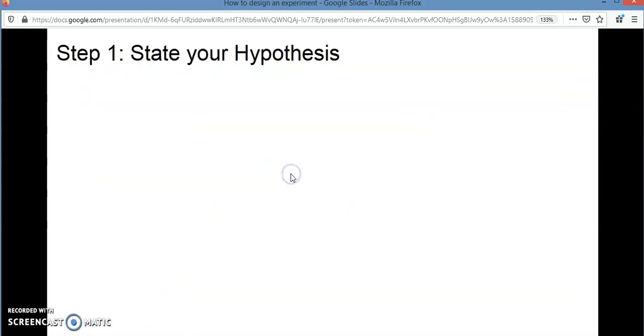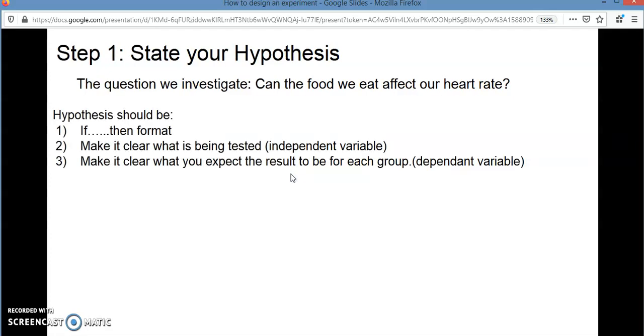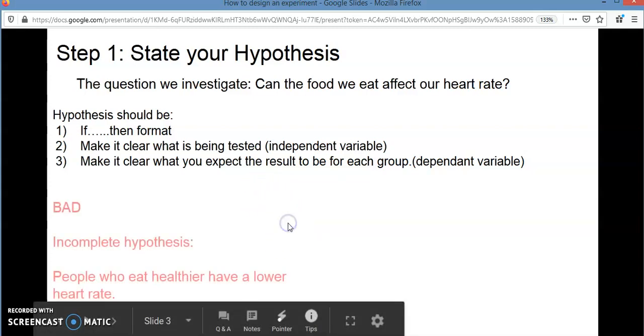The first step to designing an experiment is stating your hypothesis. For this particular example, I'm going to be investigating the question, can the food we eat affect our heart rate? Your hypothesis ideally should be in if-then format. It should make it clear what's being tested, which is your independent variable, and it should make it clear what you expect the result to be for each group. We call that the dependent variable.